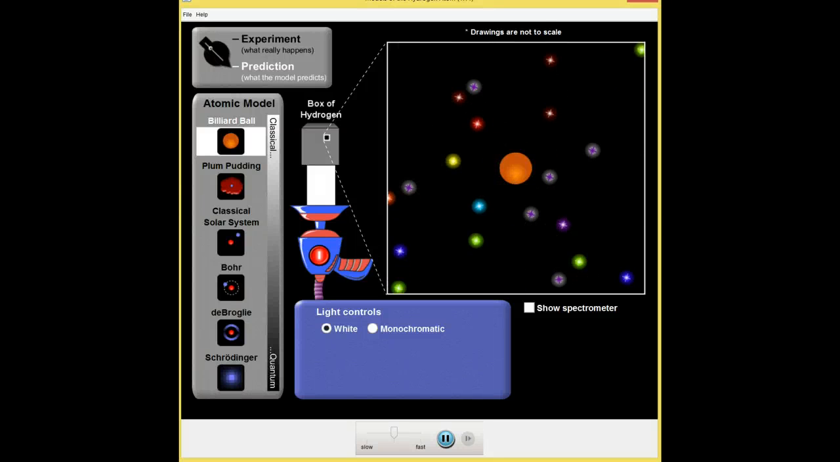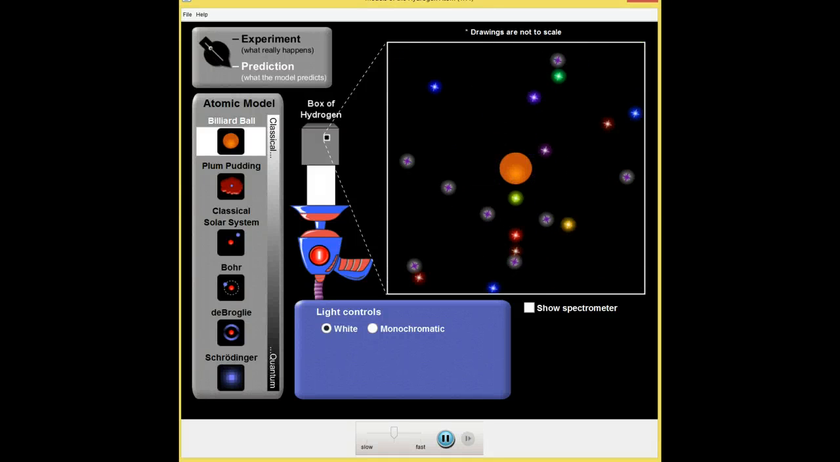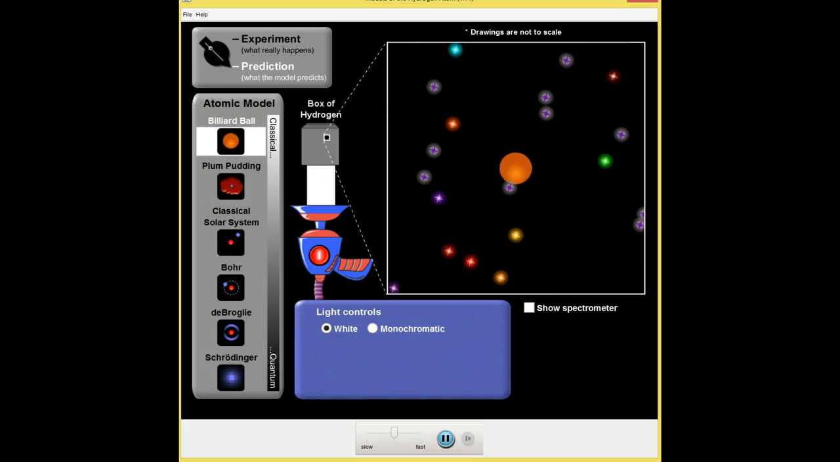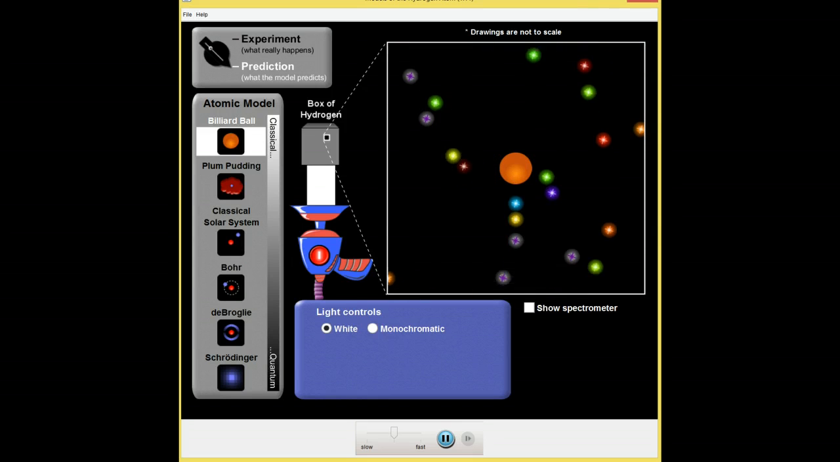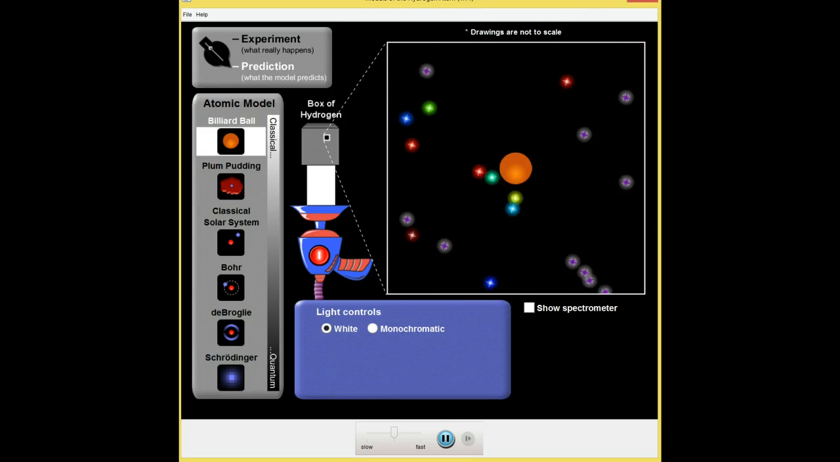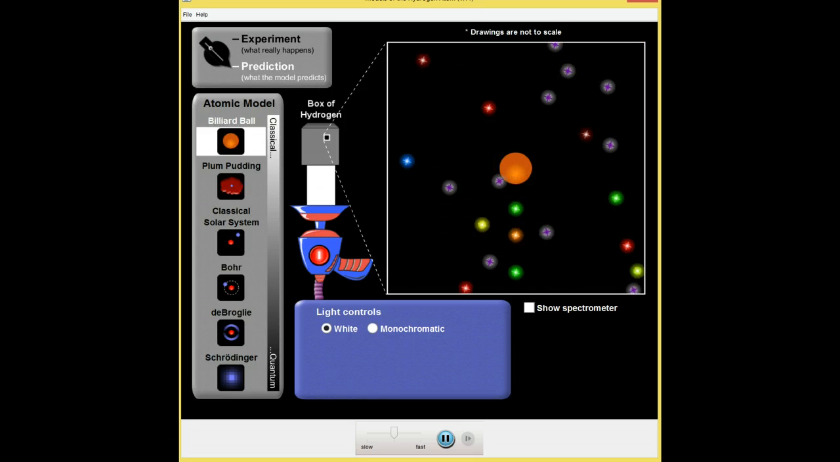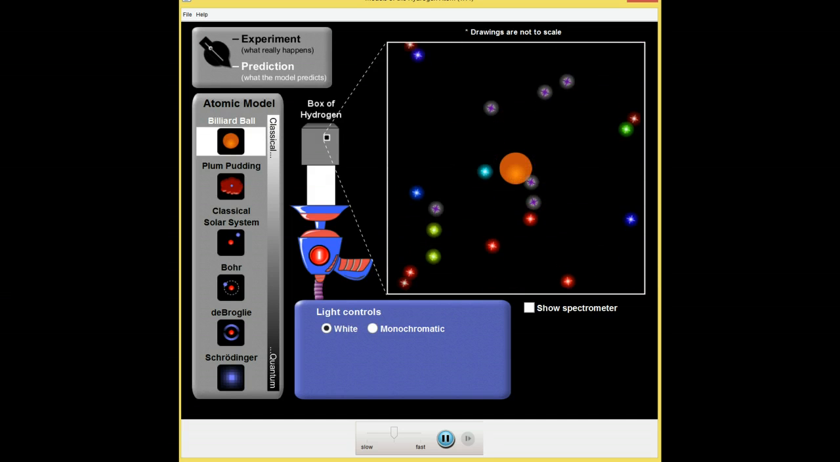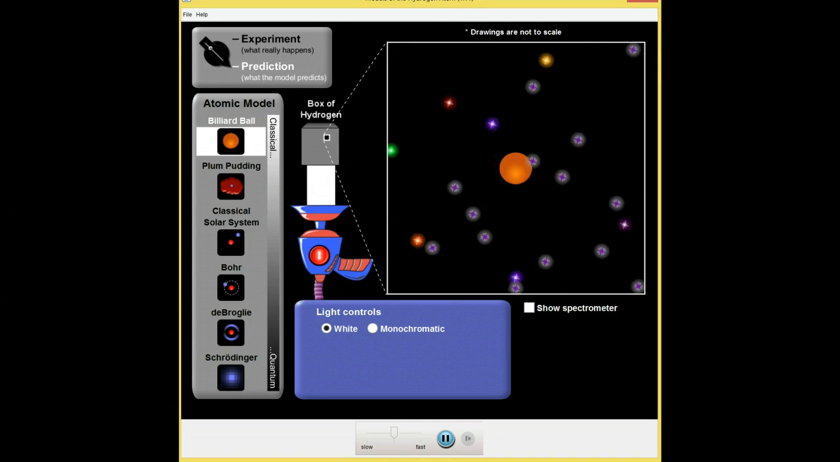This video is to review the models of the atoms that we talked about in class. The first model we talked about was Democritus, or Dalton's model of the atom. You see here that this model is like a billiard ball. The atom was viewed as an indivisible ball that had mass. Notice you don't see any of the subatomic particles like protons, neutrons, and electrons.